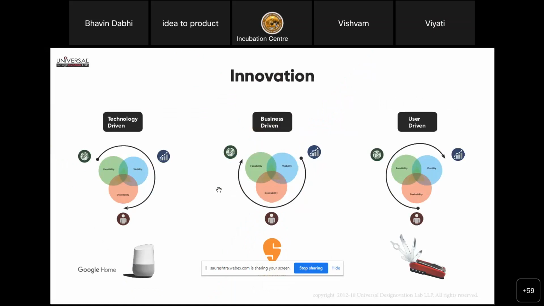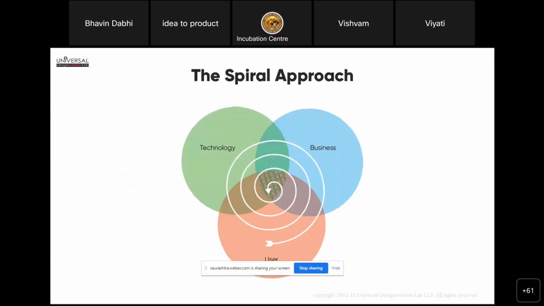So when we say innovation of a product, it can be technology driven, it can be business driven, it can be user driven. There are some examples already in the market, and in day-to-day life, we are experiencing all this in the form of different formations. It is up to us where we are focusing and how.